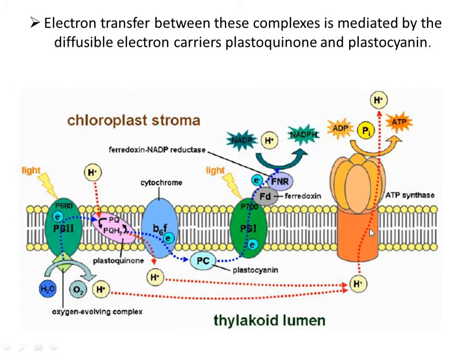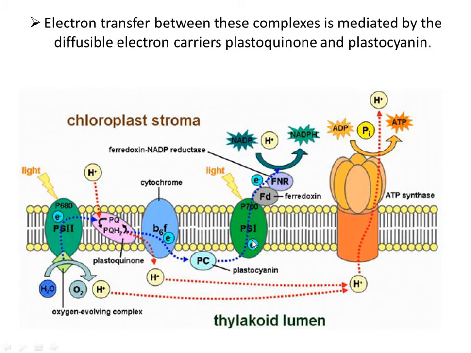So the phospholipid bilayer is there, and these are the two photosystems which are found as intrinsic proteins, where the oxidation of water molecules takes place. The electrons are accepted by the pheophytin, and these electrons move through a number of electron carriers present between PS2 and PS1.